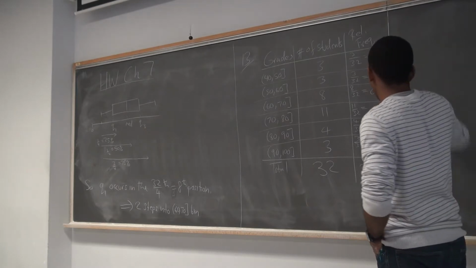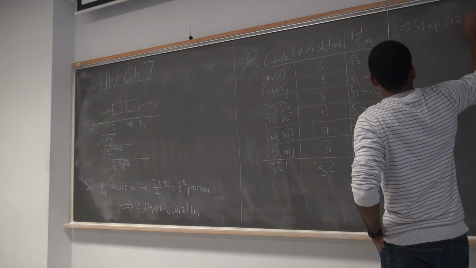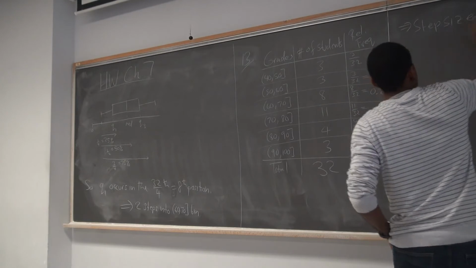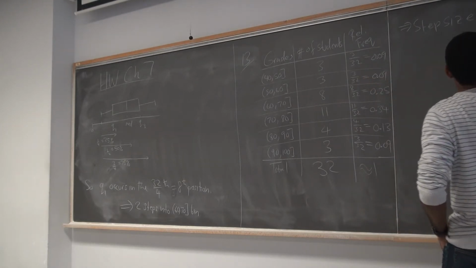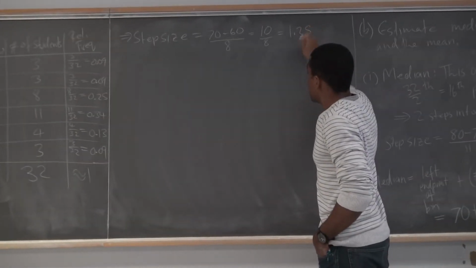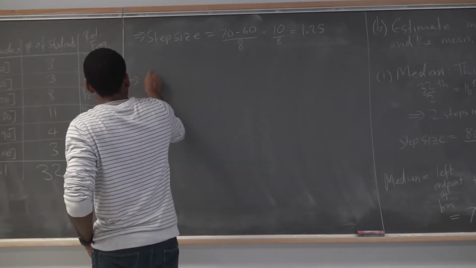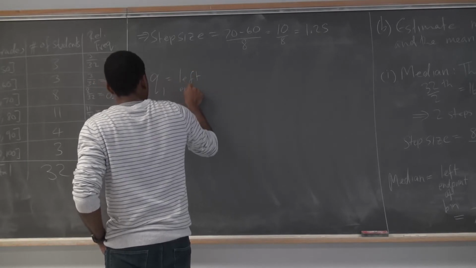And so now what do we want to do? We want to figure out the step size. And again, it's bin length over frequency. So this is going to be 70 minus 60 divided by 8, since there are 8 people here. So it's just 10 over 8, which is roughly 1.25 for each step size.